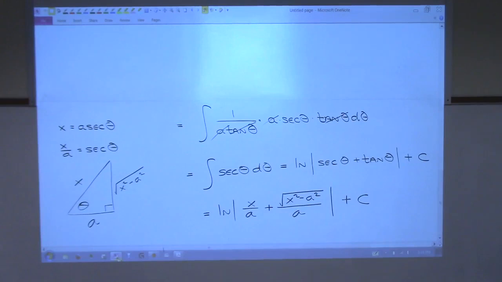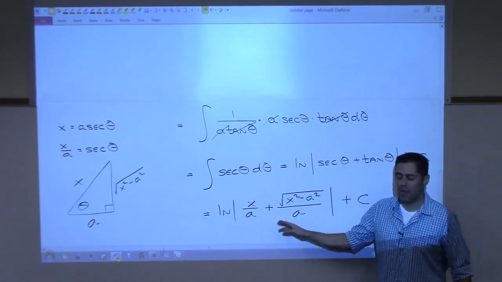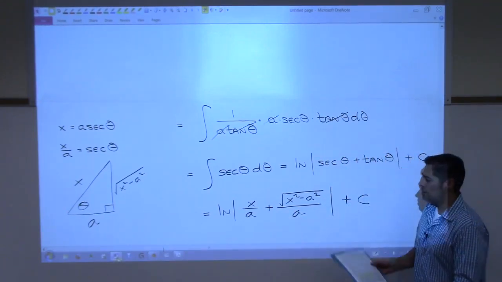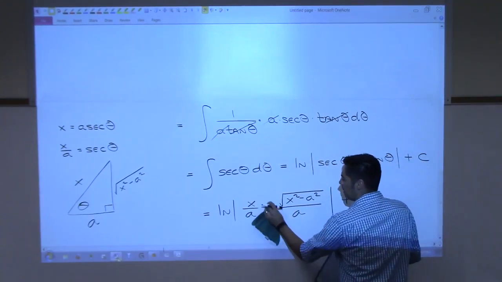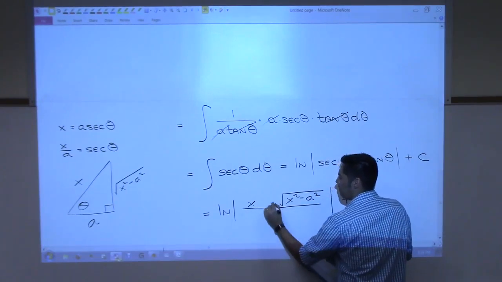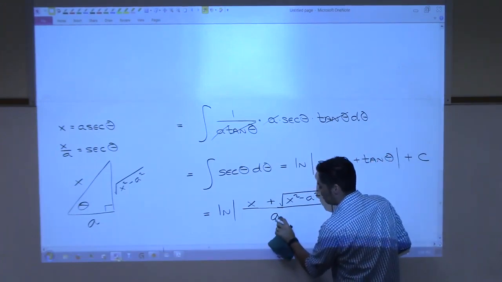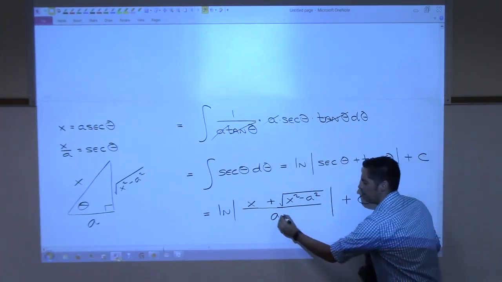Yes. Okay, good question. Can you split the natural log? Yes and no. You first have to put these together. They have a common denominator. So is it all right if I do that right now? I'm going to make this. Right? They had the same denominator, so I could do that, right?